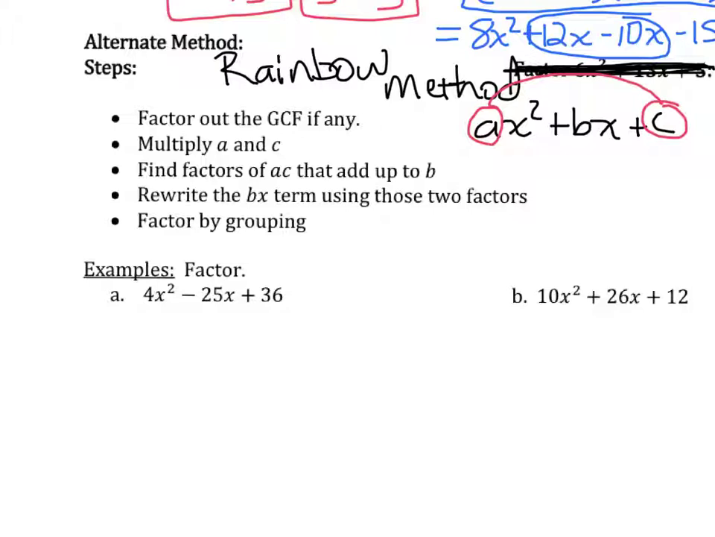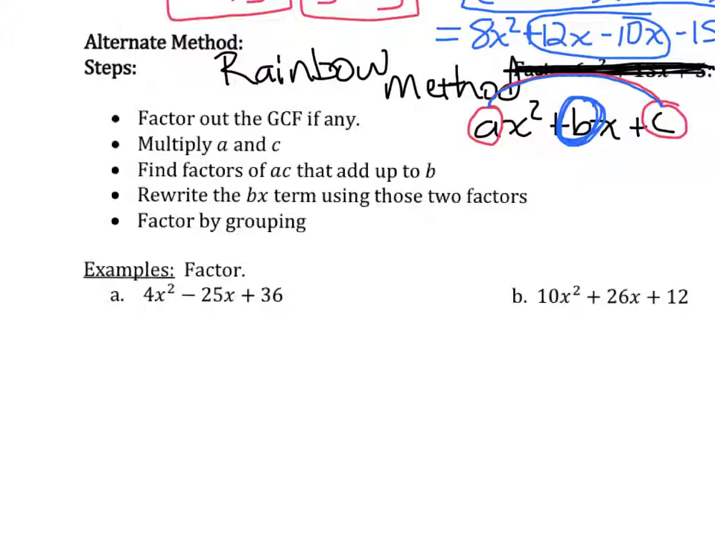Multiply those two numbers. I'm going to find all the factors of A and C, but I'm going to choose the specific ones that add up to B, all right? And again, B is this middle term right here. So I want to multiply these two things, find two numbers that go evenly into it, that add up to this coefficient on the x term in the middle, all right? The purpose for doing that is so that I can rewrite the bx term using those two factors, and then I'm going to factor by grouping. All right, let's see that.